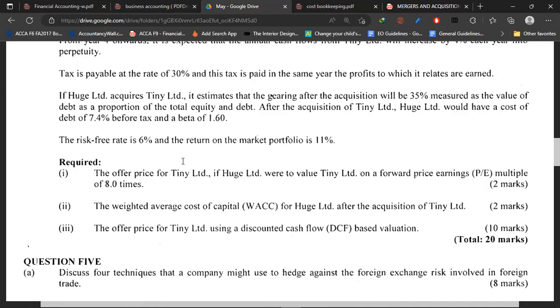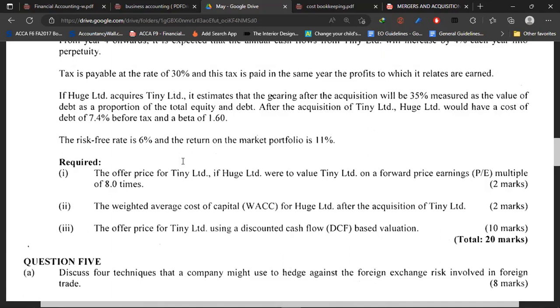That is very key. We are being told that after the acquisition of Tiny Limited, Huge Limited would have a cost of debt of 7.4% before tax, and beta is 1.60. The reason for giving me the beta of equity is because the examiner wants me to get the cost of equity using the CAPM formula, where to get the cost of equity, I take the risk-free rate of return plus the expected return of the market minus the risk-free rate of return, then multiply by the beta coefficient. So that is one of the key things which we have to be mastering here.